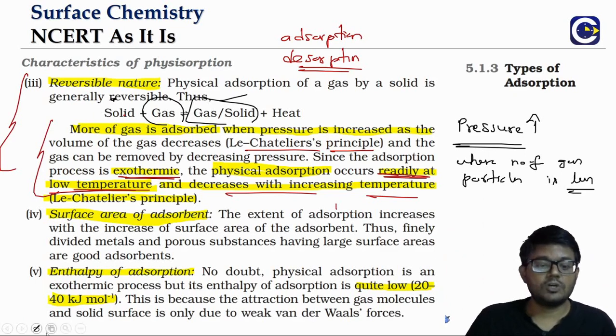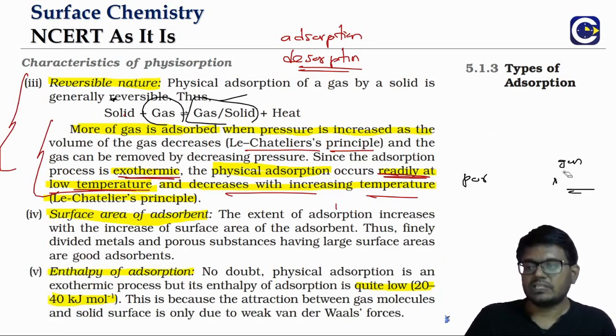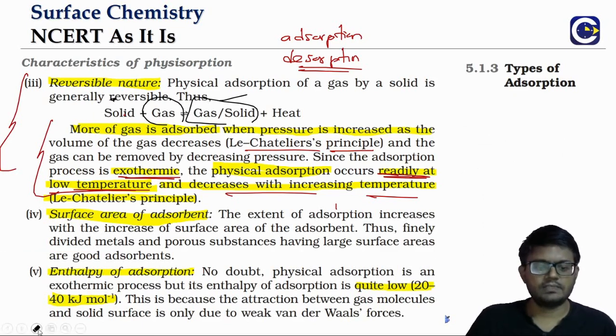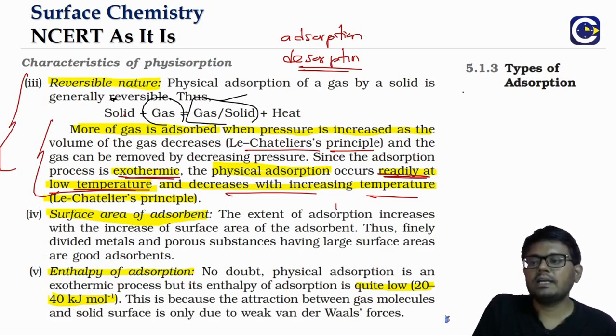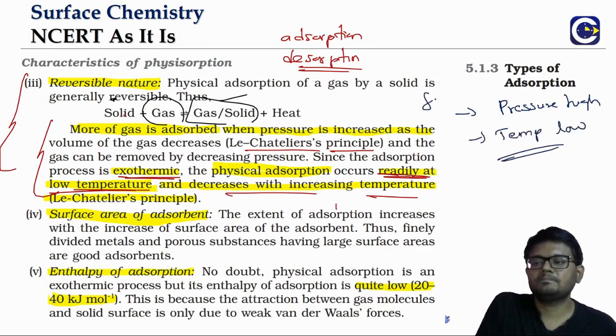So for the physical adsorption, let me just write them again. What are the favorable conditions? While we are discussing the NCERT line as it is, we should understand what kind of questions can finally be framed. They can ask us what are the favorable conditions for the physical adsorption. Pressure must be high and temperature must be low. These are the favorable conditions.